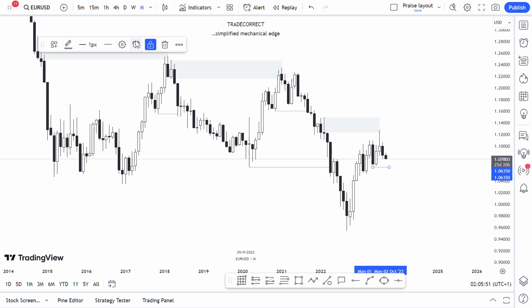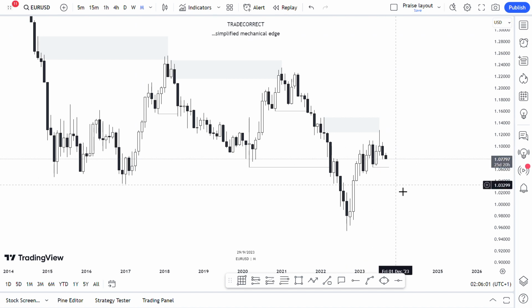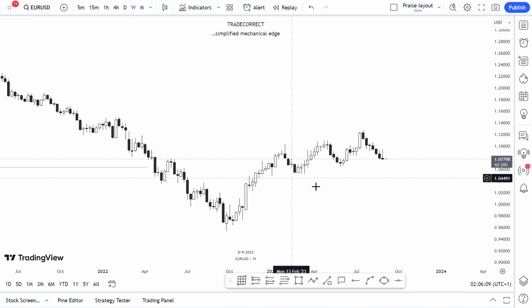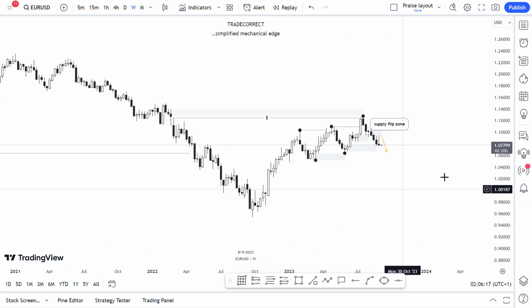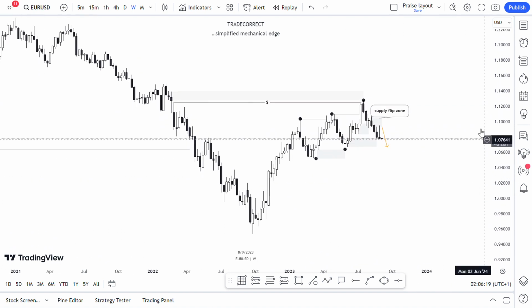Alright, remember I told you guys that we were waiting for this monthly break of structure to the downside. An internal break of structure will be the confirmation that the market is falling from the monthly perspective. But we also know that the lower time frame reveals the higher time frame, and you don't really have to wait for the higher time frame to do something. You can go down to the lower time frame and anticipate it.